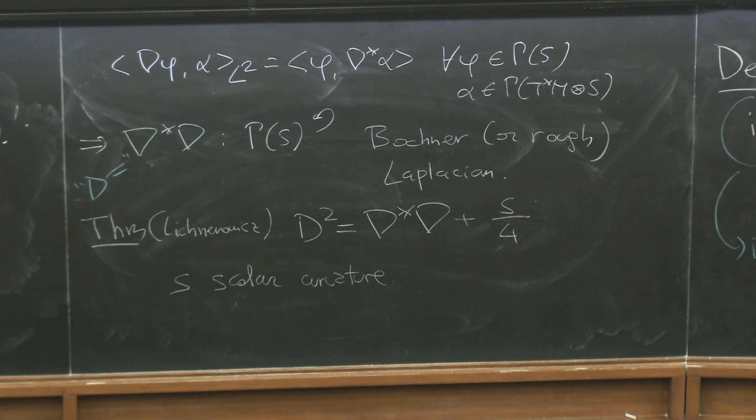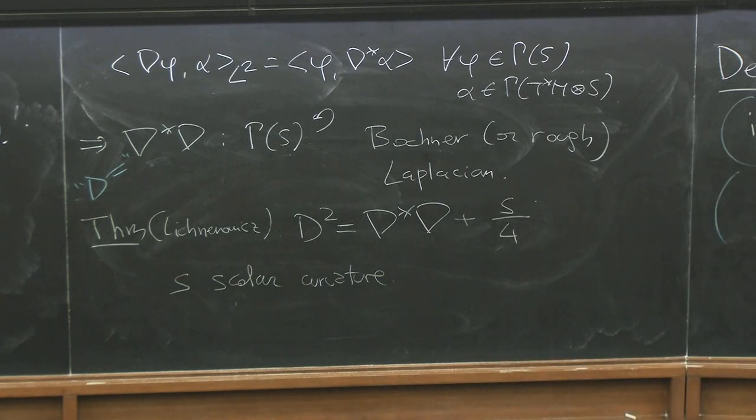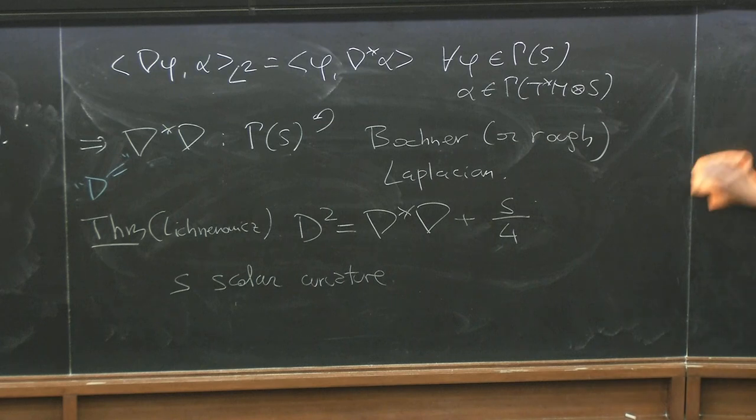I won't do the computation for you. I don't even define properly the Dirac operators. Why is this interesting? It seems like a very innocent formula, but what's the magic behind this formula?